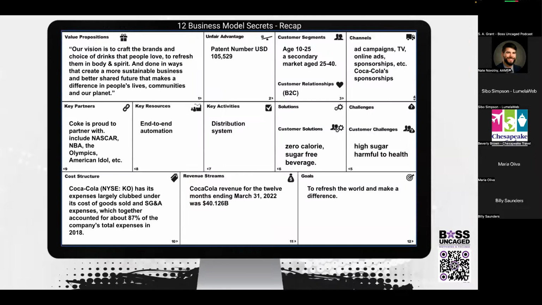So I'm going to go to this. This is a general recap. So I want you to kind of look at this as a summary of what the business model should look like.